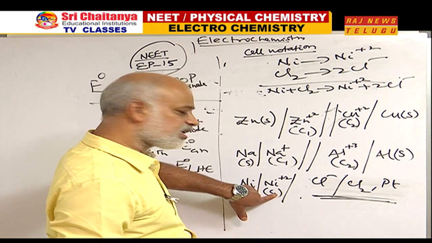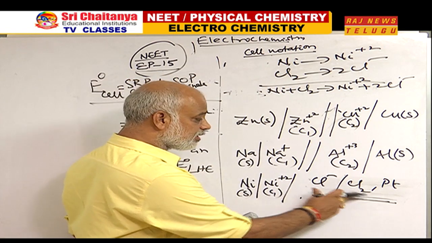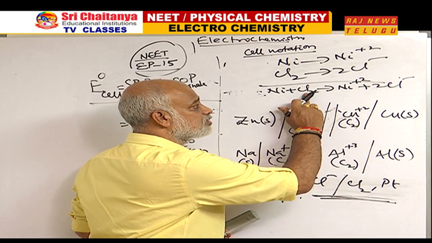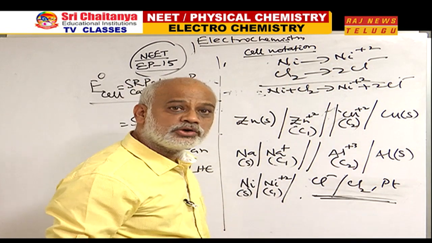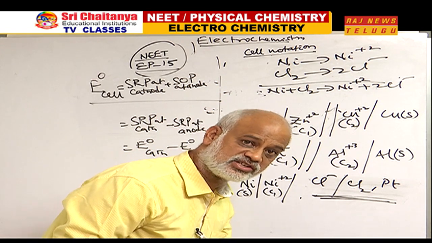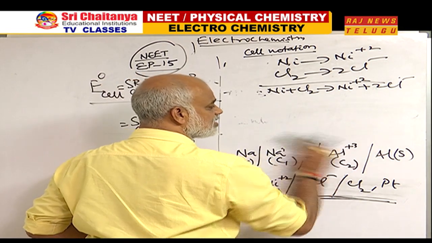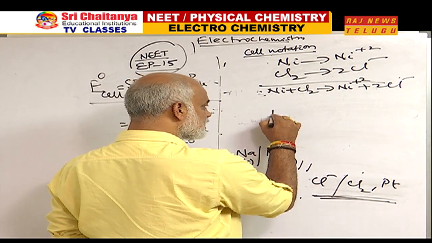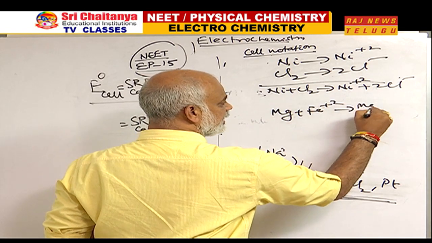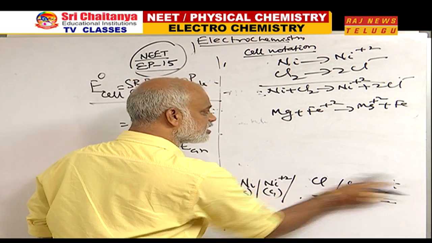So, what is the cell notation? This. What is the cell reaction? This. That is what I am telling. It may look like chloride to chlorine, but this is the cathode. Therefore, it should be Cl2 to Cl minus. Hope you understood how to write the cell notation from the cell reaction, and vice versa. Meaning, someone is giving you Mg plus Fe plus 2 gives Mg plus 2 plus Fe. Write the cell notation is the question.